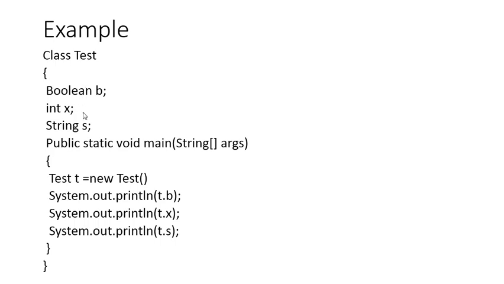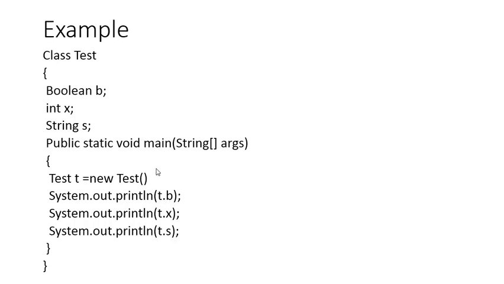So let's see one more example: how to access the instance variable. Here again we declare some instance variables, boolean b, integer x, string s, and define the main function. In main class Test, you have to create an object t, that is a reference variable, and with the help of the object reference variable you call and access the instance variables.